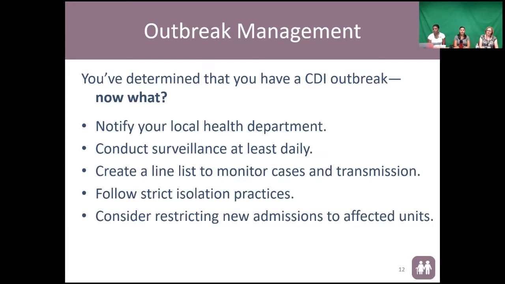When you've identified new cases, create a line list, and that line list will have the resident's name, their room number, the date that their symptoms started, what symptoms they've had, and when their symptoms resolve, and that will help you track your outbreak. You want to make sure that you're following strict isolation practices so that you can control and contain it and it's not going to be spread as easily.